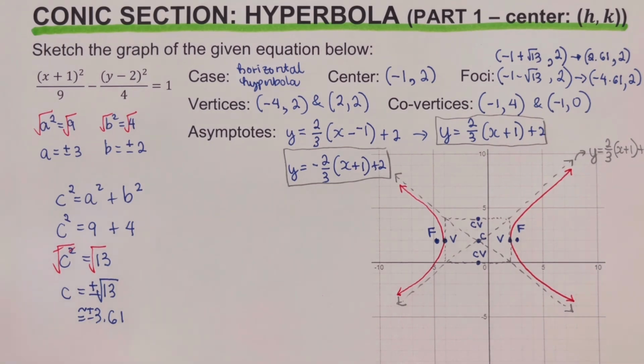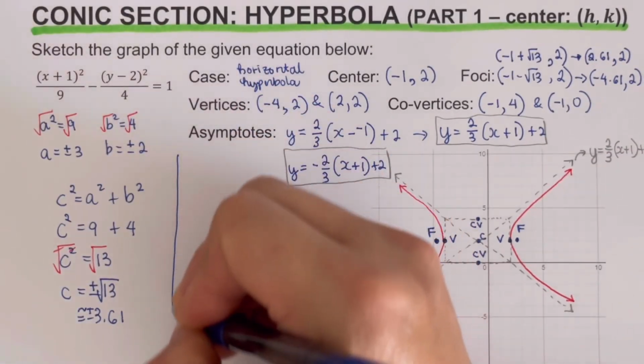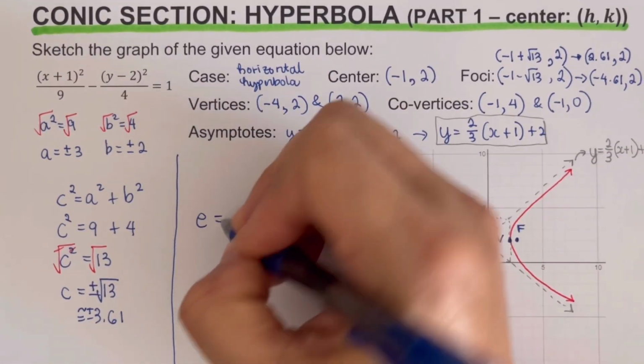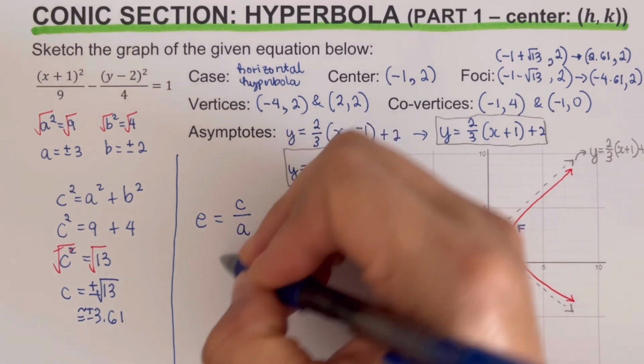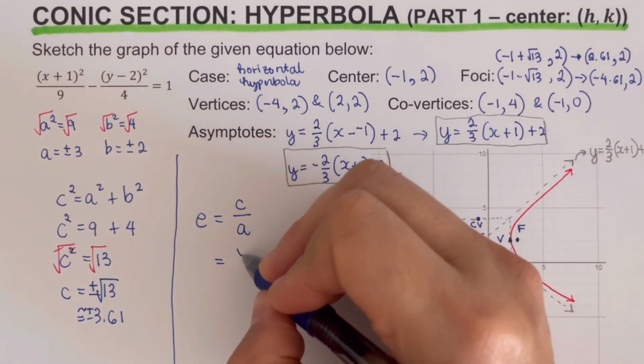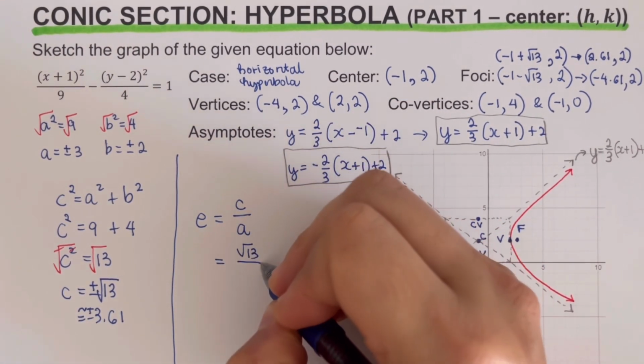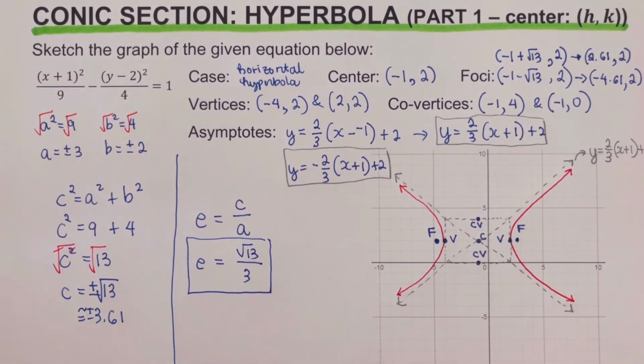Now we determine the eccentricity. So the eccentricity formula is E is equal to C over A. Our C is square root of 13 and our A is 3. So this is the eccentricity of this hyperbola that we have up here. Now let's move on to the next example.